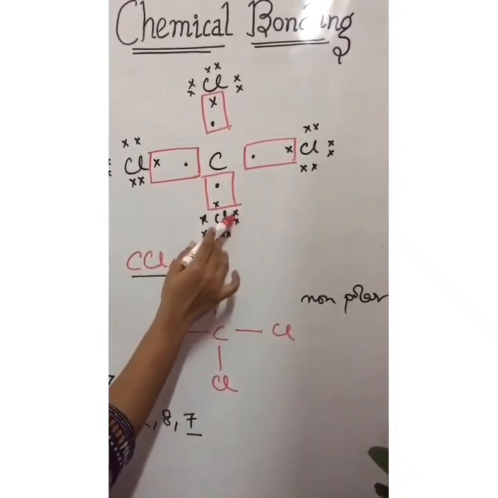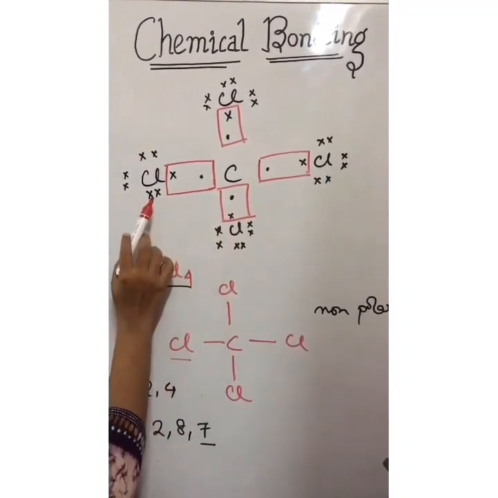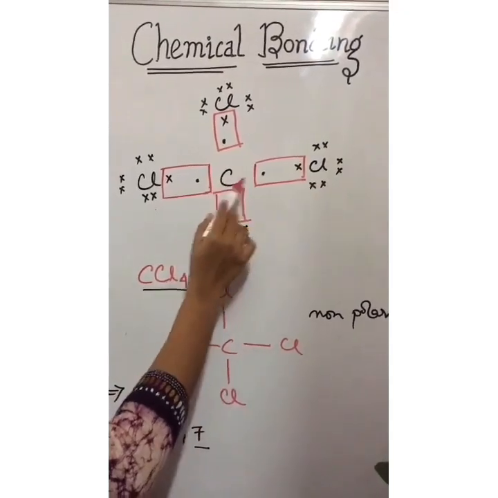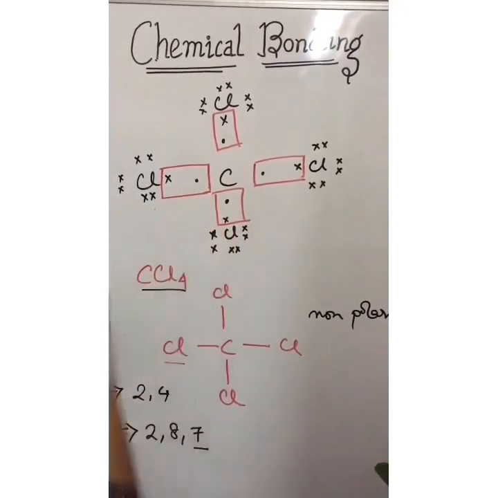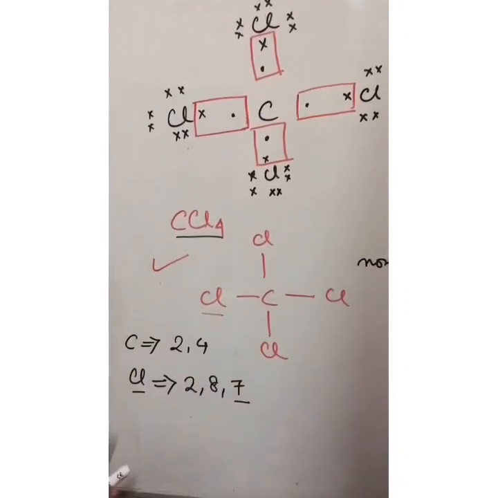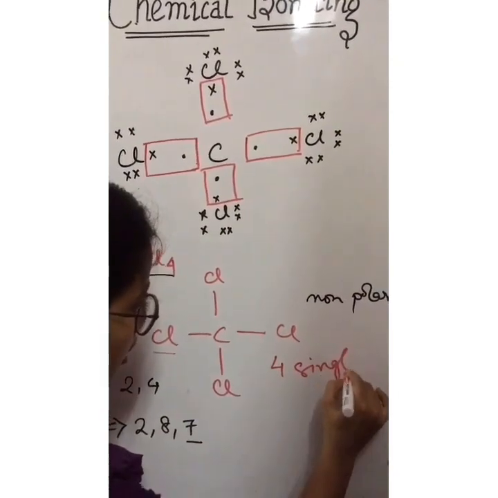So chlorine has how many electrons? 2 into 3, 6 plus 2, so 8 electrons for this chlorine, similarly 8 electrons here, 8 here, 8 here. This carbon has 2, 2, 2, 2, so 2 into 4, total 8 electrons, and the structure looks like this. So this also has 4 single bonds.